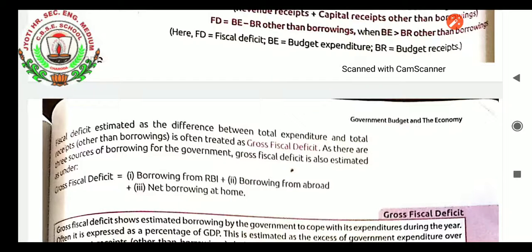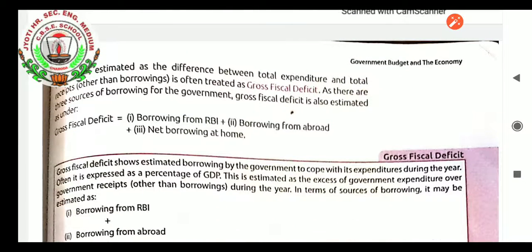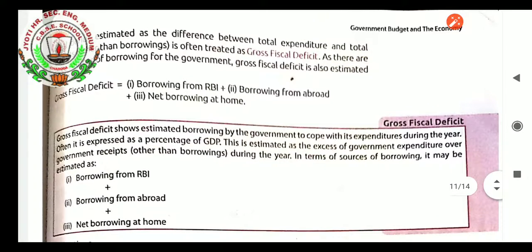As there are three sources of borrowing for the government, gross fiscal deficit is also estimated as under. Gross fiscal deficit equals borrowing from Reserve Bank of India plus net borrowing at home plus borrowing from abroad. When we add up these three, it is considered as gross fiscal deficit. Gross fiscal deficit shows estimated borrowings by the government to cope with its expenditures during the year. Often it is expressed as a percentage of GDP. This is estimated as the excess of government expenditure over government receipts other than borrowings during the year. In terms of sources of borrowings, it may be estimated as borrowing from Reserve Bank of India plus borrowing from abroad plus net borrowing at home.